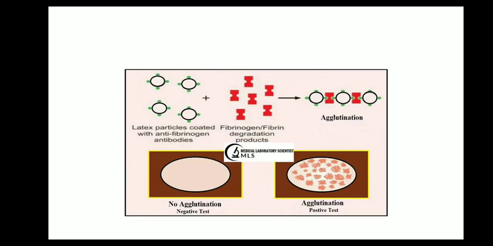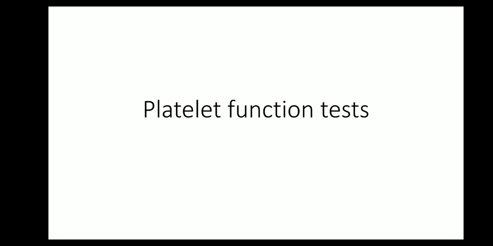So this chart shows latex particles coated with anti-fibrinogen antibodies to which fibrinogen or fibrin degradation products attach, and there will be agglutination. If there is no agglutination, it is a negative test, and agglutination indicates a positive test. So this was about assay of clotting factors, how to determine fibrin degradation products, and the euglobulin clot test. And next one is platelet function tests.